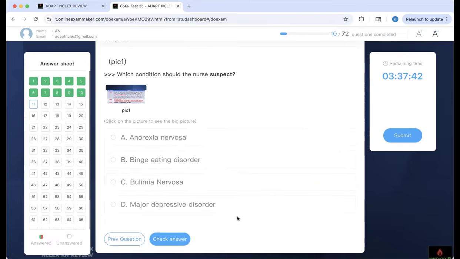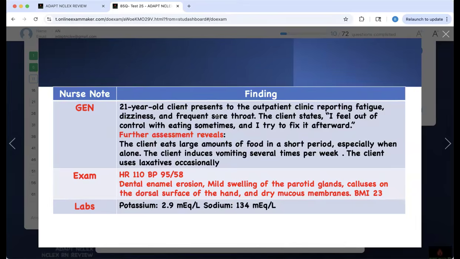Which condition should the nurse suspect? What is the problem? A 21-year-old client presents to the outpatient clinic reporting fatigue, dizziness, and frequent sore throat. What is going on with the patient? After you read that, for every question, see if you match the first line. That's how you answer a case study.